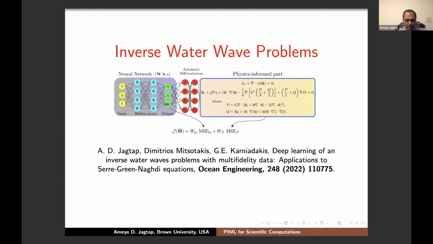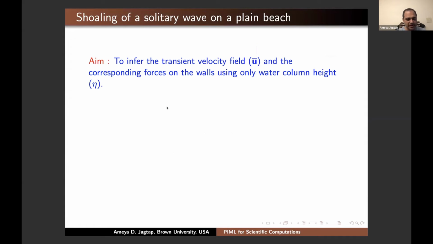The only experimental value which we have is the surface wave height, eta. At discrete locations we know H values, and we do not know the velocity here. The only thing we know about velocity is if there is a wall, then of course we apply the no-slip reflecting wall boundary conditions. The aim is to infer the transient velocity field and the corresponding forces on the walls using only the water column height, eta.